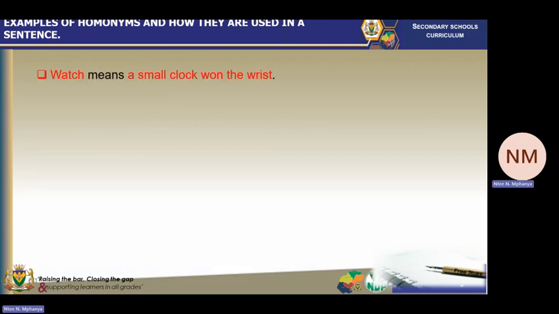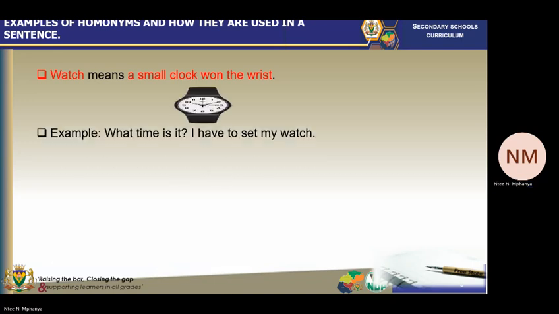The word watch means a small clock worn on the wrist. Here is the watch. An example: what time is it? I have to set my watch. I mean that this is a piece of clock that is worn on the wrist to indicate time.